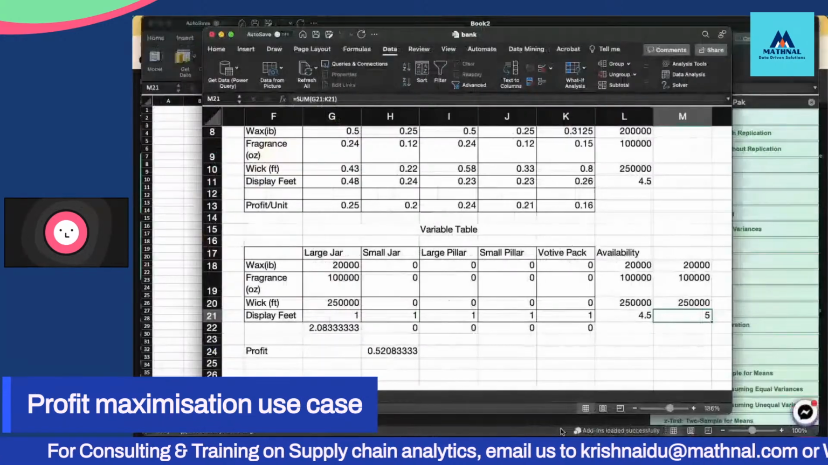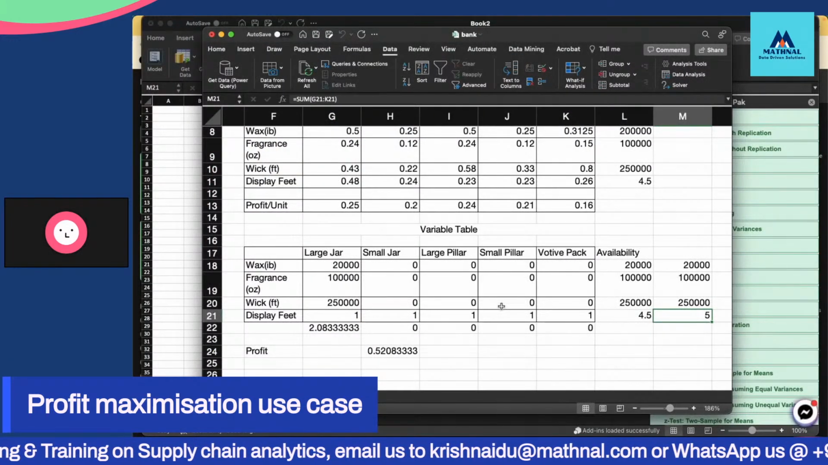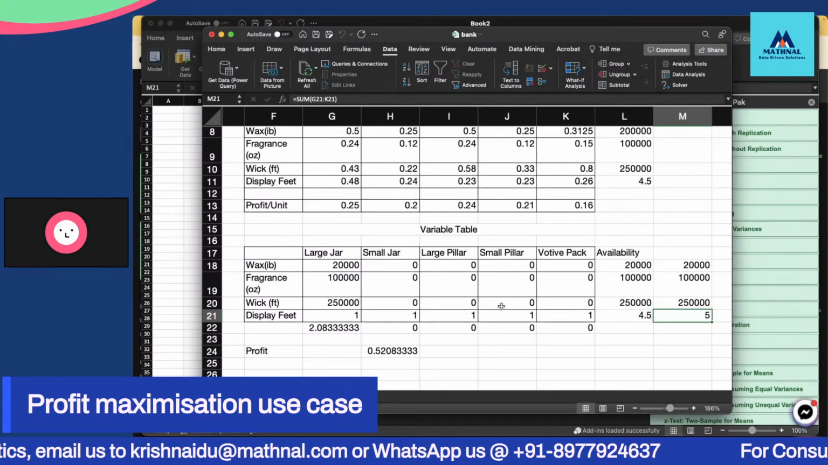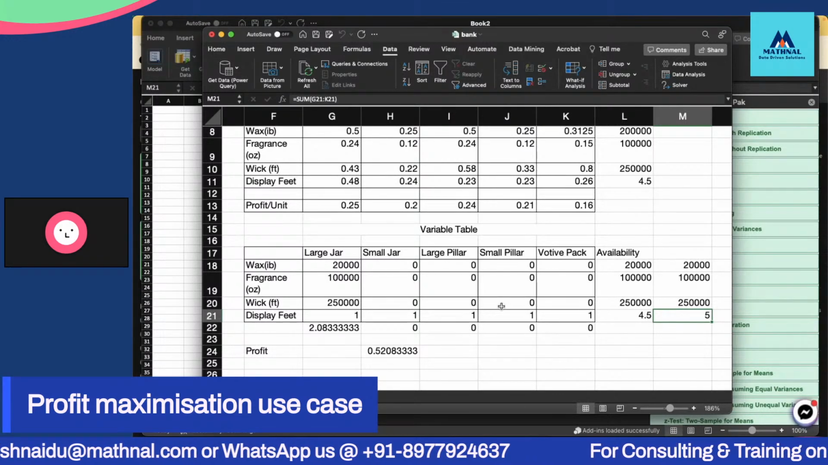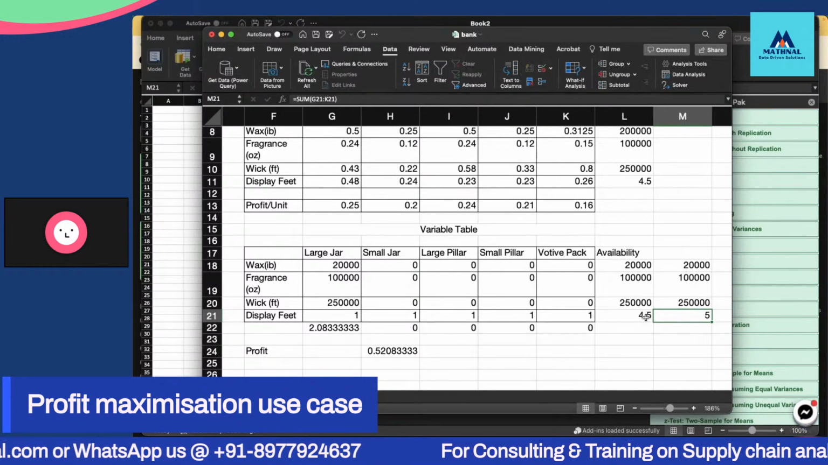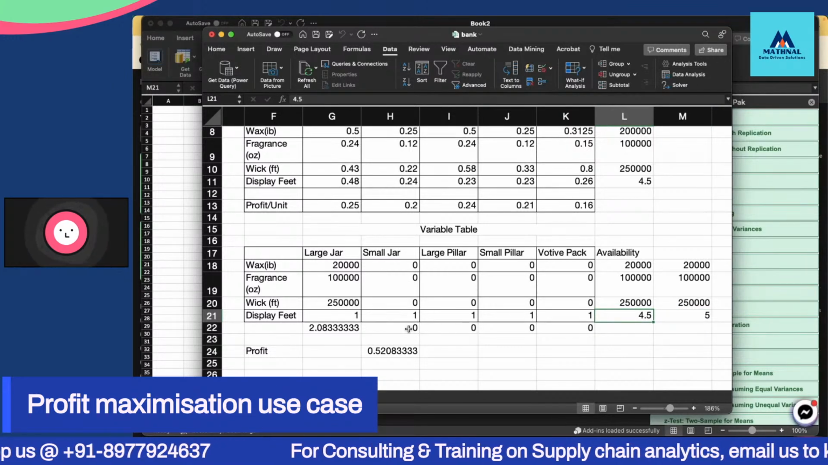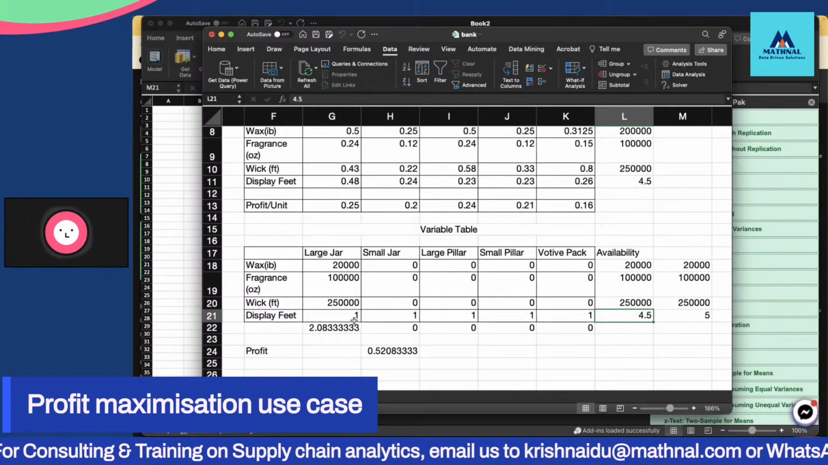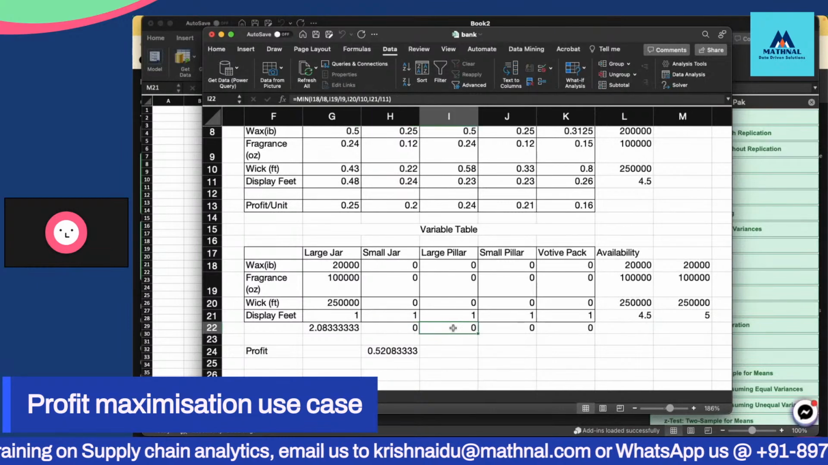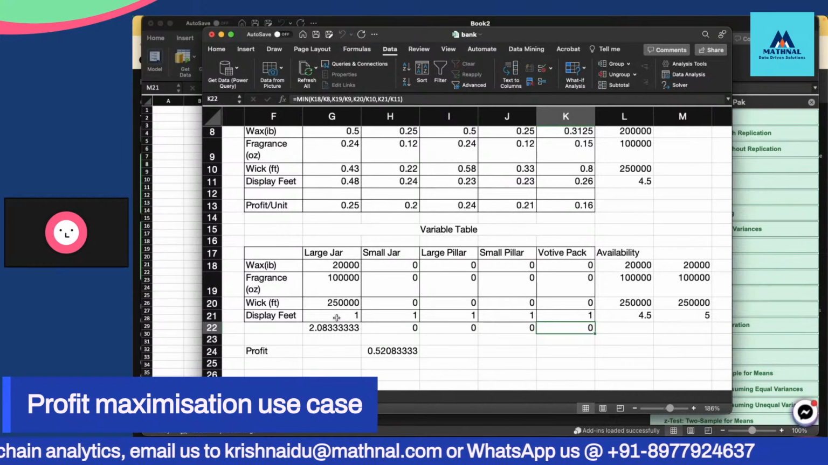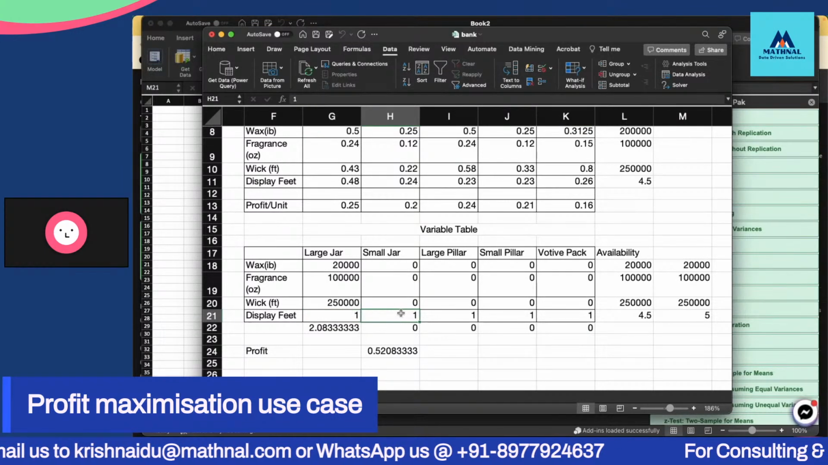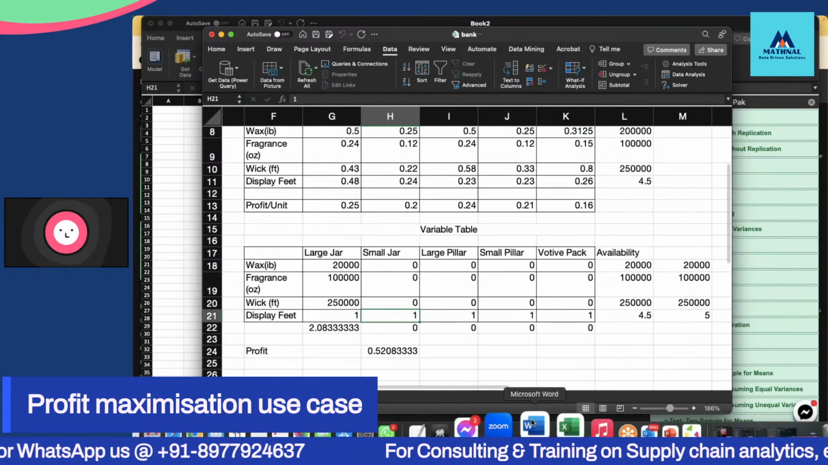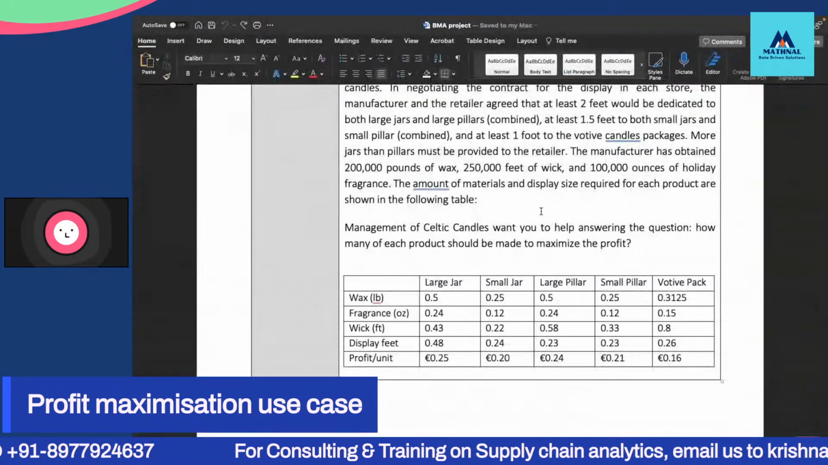Let's see the solution now. Still, Excel is not giving us a proper solution because we want each and every product to be produced. So let's try to put some more constraints as per this question. I think we have missed some similar aspects.